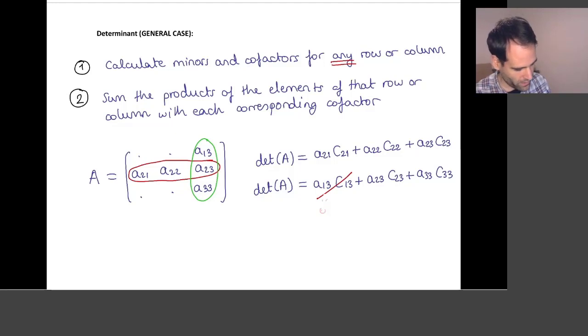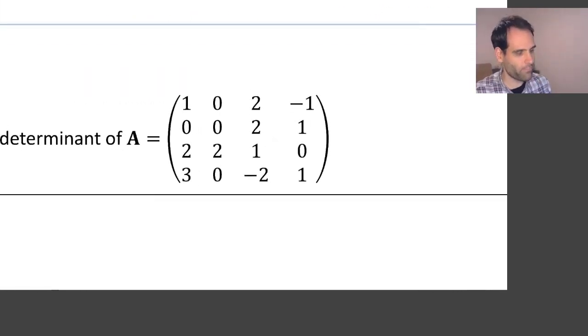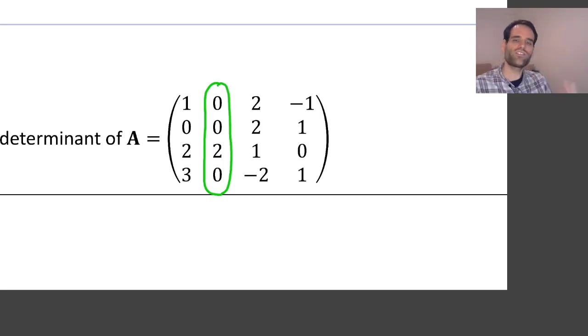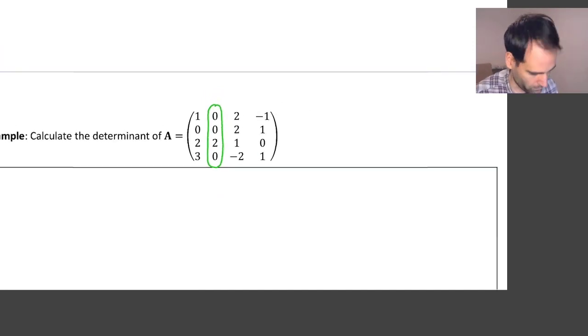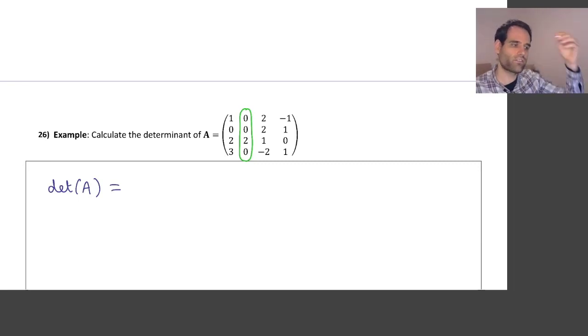Therefore, in this example, if we have a look at the matrix, we see there are several zeros, but there is a very promising column here, because in this column almost all of the elements are 0. So let's choose this column to calculate the determinant. The determinant of A is going to be equal to the sum of each of the elements of matrix A times the corresponding cofactor.